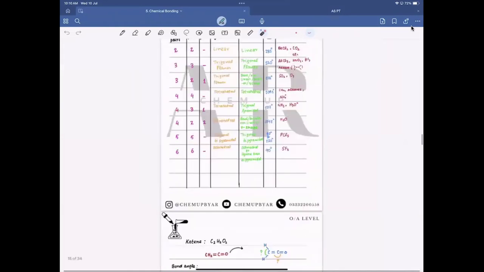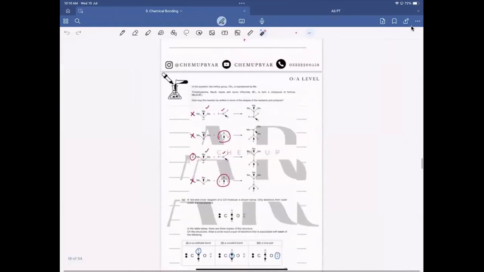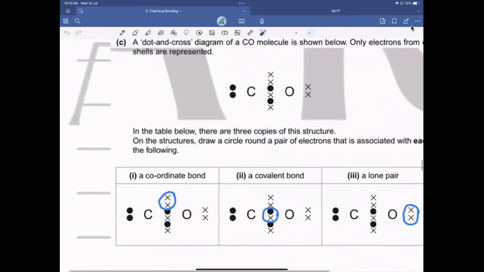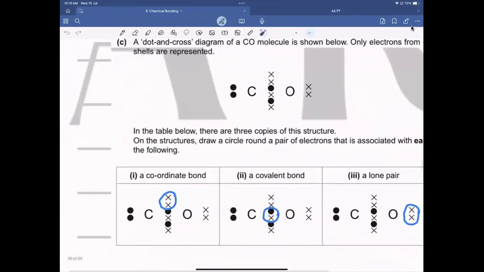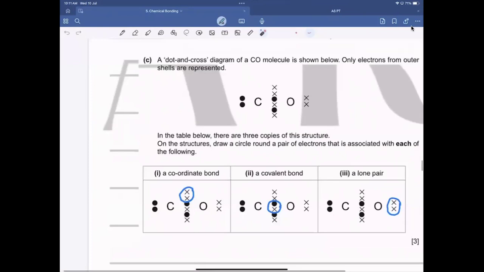Okay. So, see, a coordinate bond is formed by a pair of electrons from one atom, right? Yes, sir. So here, this pair, both are crosses, which is indicating that it is shared by only one atom, right? So that is a dative bond or coordinate bond. A covalent bond has a pair with electrons from both the atoms, so that's why I encircled this. And a lone pair can be this one or this one. Is this clear? Yes, sir.